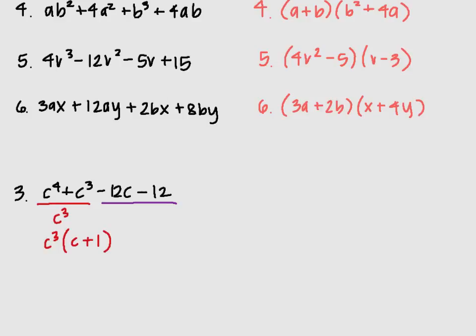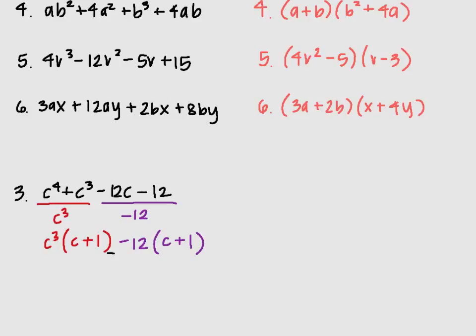In the second two terms that I have, the greatest common factor of both terms is the number negative 12. So I'm going to factor out a negative 12 from both terms, or divide by the number negative 12. Negative 12c divided by negative 12 is positive c. Negative 12 divided by negative 12 is equal to positive 1.